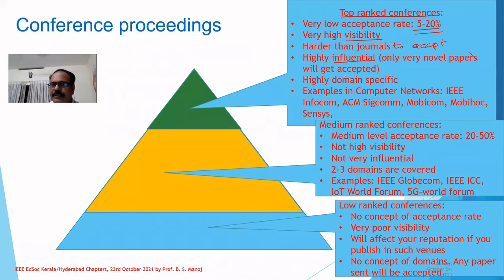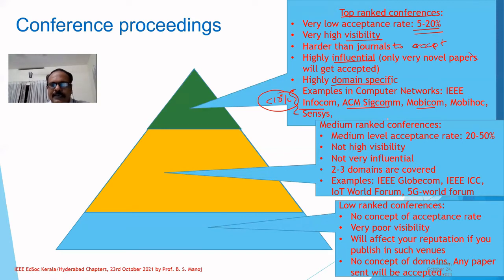Only very novel papers will get accepted. These are highly domain specific. Some examples from our domain in computer networks are IEEE Infocom, ACM SIGCOMM, MobiCom, MobiHoc, and SenSys. These are highly reputed conferences with sometimes single digit, less than 10% of papers accepted. That kind of difficulty is there in getting a paper accepted.